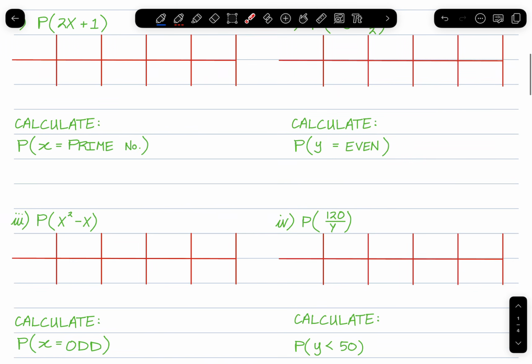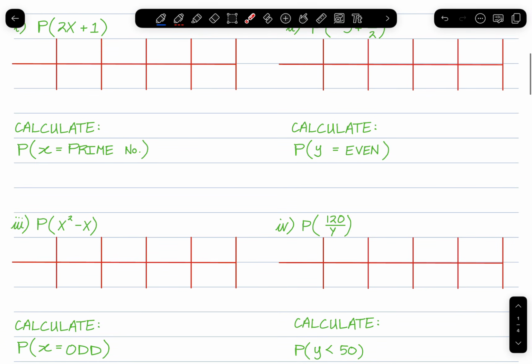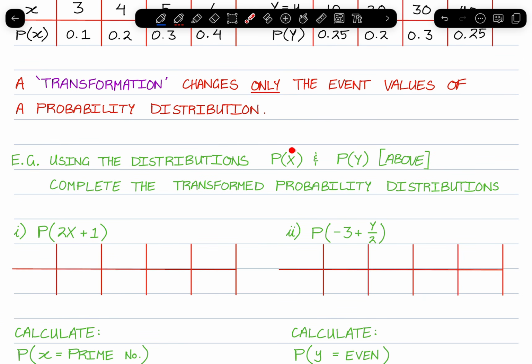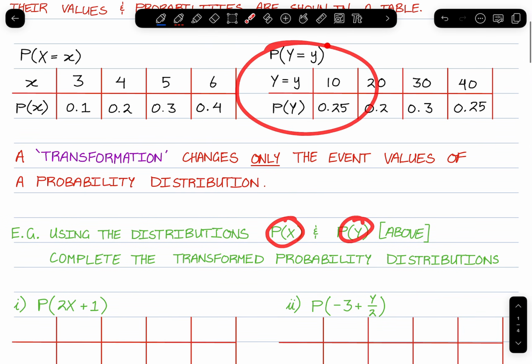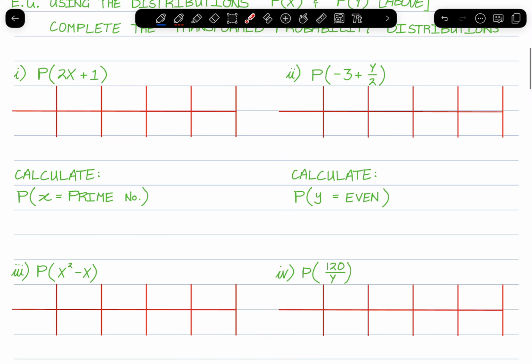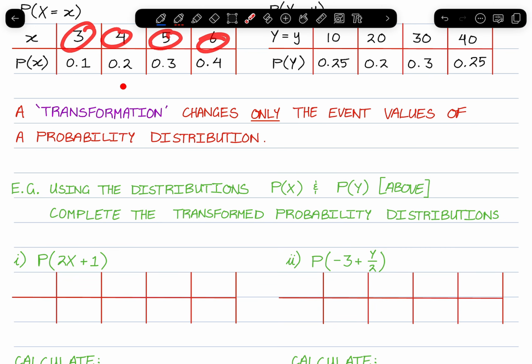So we're going to take you through 4 examples here. After you've seen one, you'll see that it's rather straightforward. So here we go. Using the probability distributions P of X and P of Y, we're going to make these probability distributions and then calculate the given event here. So P of 2X plus 1 literally means we're going to take these values and run them through this transformation. So 3 times 2 plus 1, that is 2X plus 1.